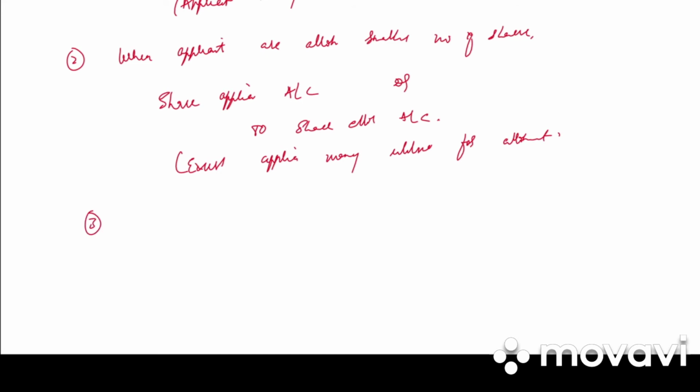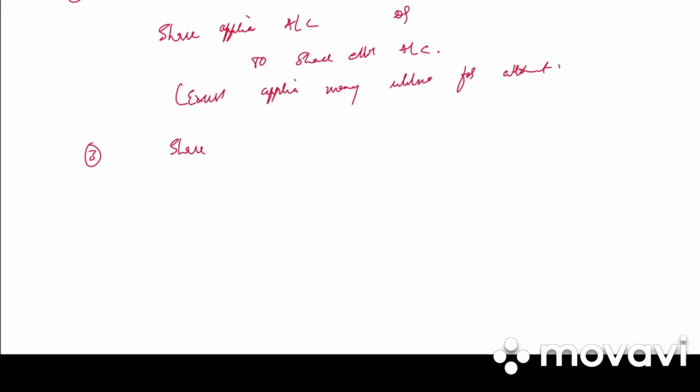Next we have third one. When the excess application money exceeds the money due on allotment, such amount is to be returned. If the amount is retained, it must be transferred to calls in advance account.